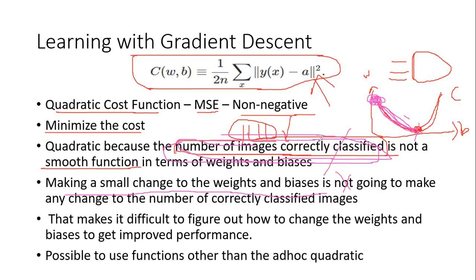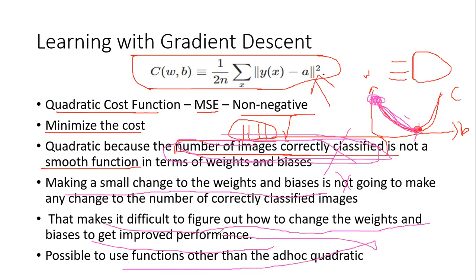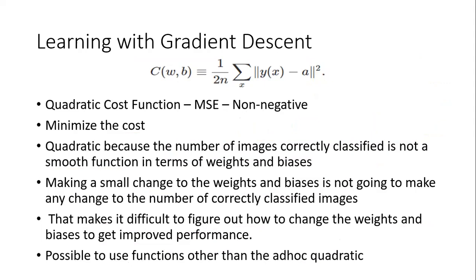Hence, this performance measure is not going to help me find the optimal values of weights and biases through partial derivatives. Therefore I cannot use this, because it makes it difficult to figure out how to change the weights and biases to improve the performance. I can't differentiate a function which is not quadratic or cubic or whatever. It is possible to use functions which are not quadratic as the cost function, as I told you before, but right now we're going to stick with this example because it's easier to understand. Is this clear so far? Yes, sir.